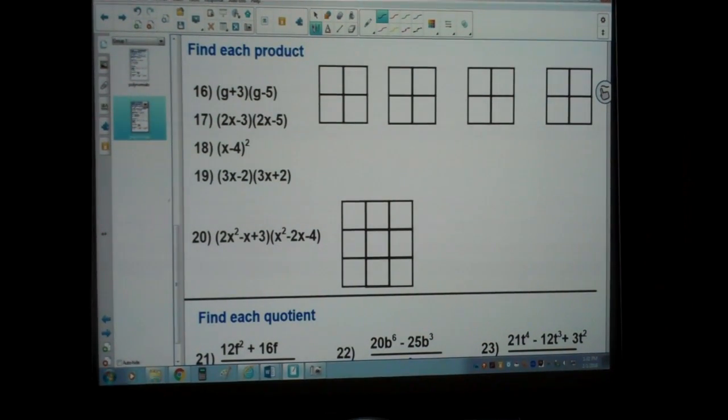Now, there's a couple of different ways that we can do this. We can use a method of FOIL, where we do the first, outer, inner, last terms, and we can also use box multiplication. I'm going to stick with the box multiplication because I think that's the one that most students are comfortable with, but be aware there is a different way of doing these answers.